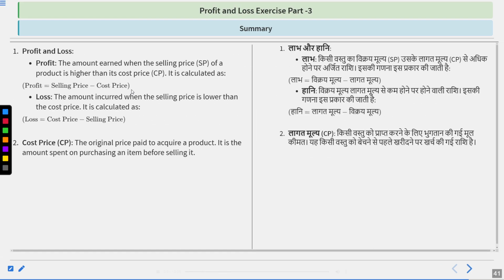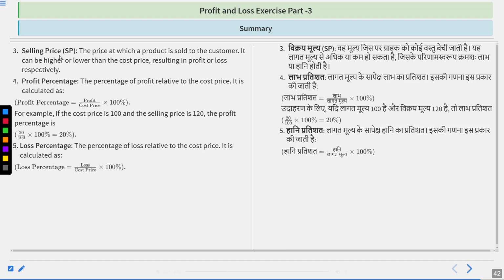Now let's summarize today's lecture. Profit and loss. Profit is the amount earned when the selling price of a product is higher than its cost price. It is calculated as profit equals selling price minus cost price. Loss is the amount incurred when the selling price is lower than the cost price. It is calculated as loss equals cost price minus selling price. What is cost price? The original price paid to acquire a product. It is the amount spent on purchasing an item before selling it. Next, selling price, the price at which a product is sold to the customer. It can be higher or lower than the cost price, resulting in profit or loss respectively.